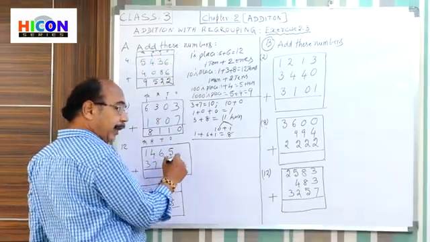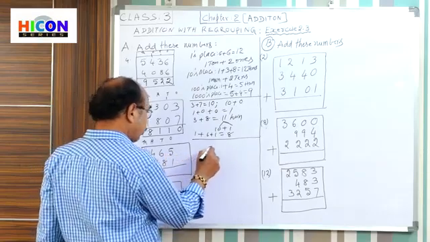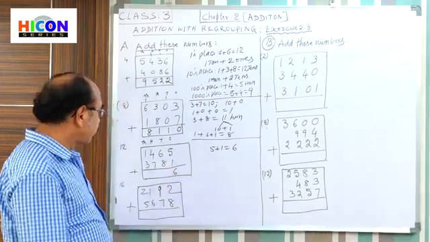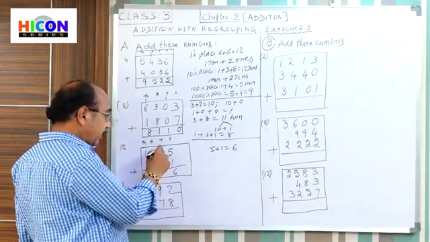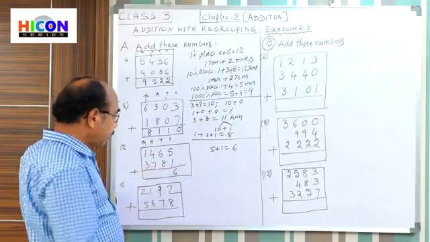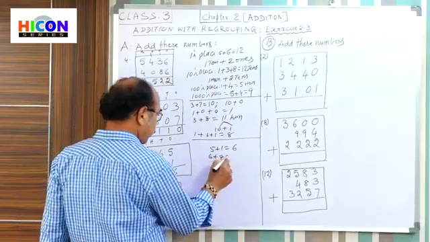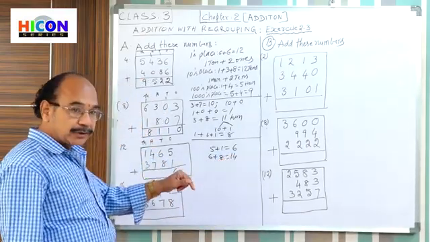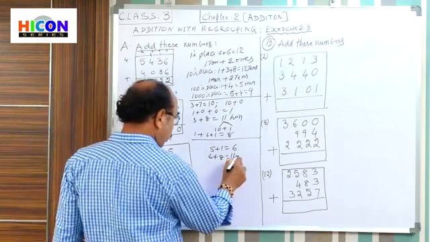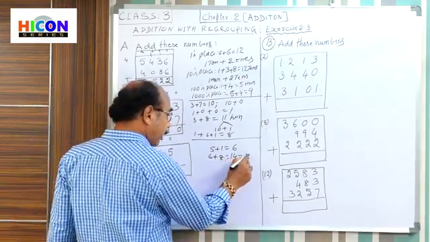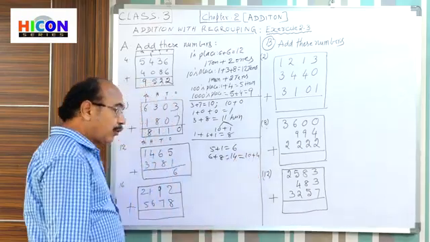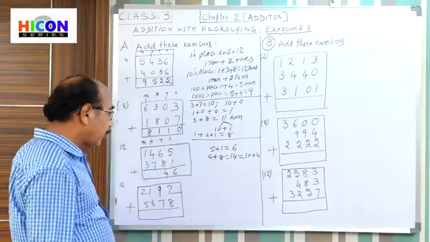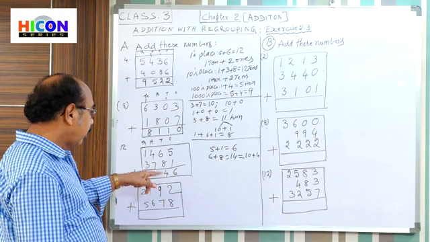Here 5 plus 1. Add the digits in the ones place. That means 5 plus 1. 5 plus 1 is equal to 6. 6 ones. Next. Take the digits in the tens place. That means 6 and 8. 6 and 8 is equal to 8 plus 6 is equal to 14. 14 tens. So now 14 can be written as 10 plus 4. 10 plus 4. So we write here 4. 1 is there now.